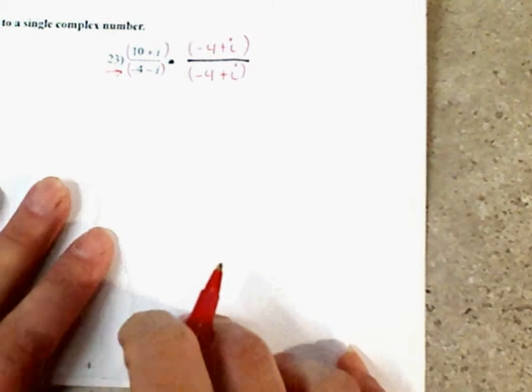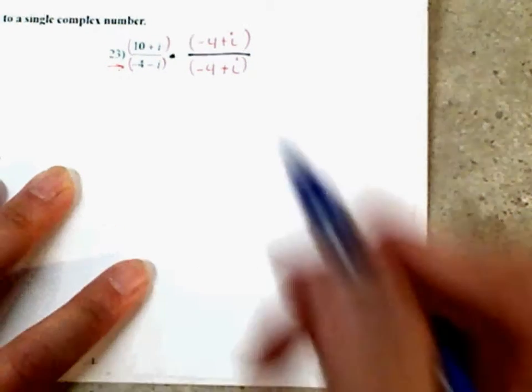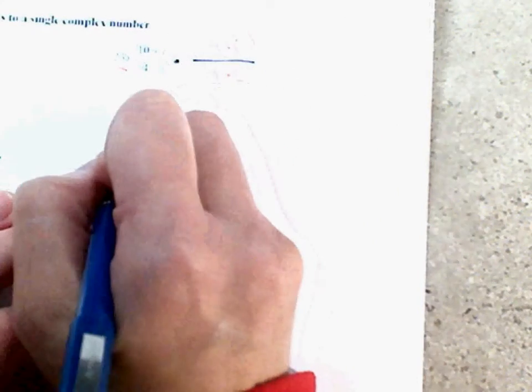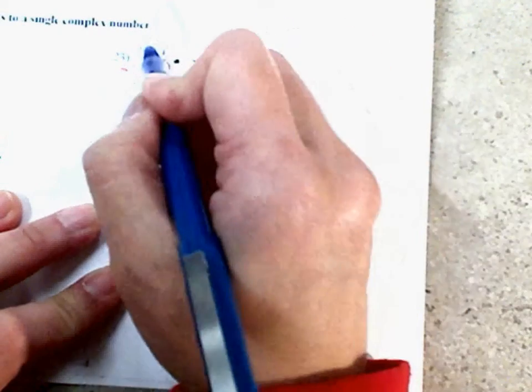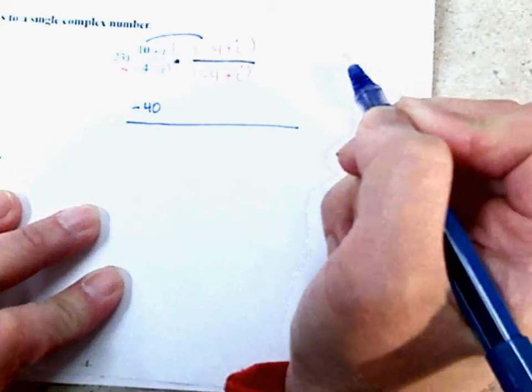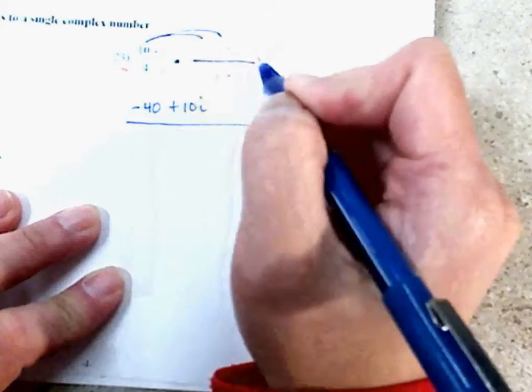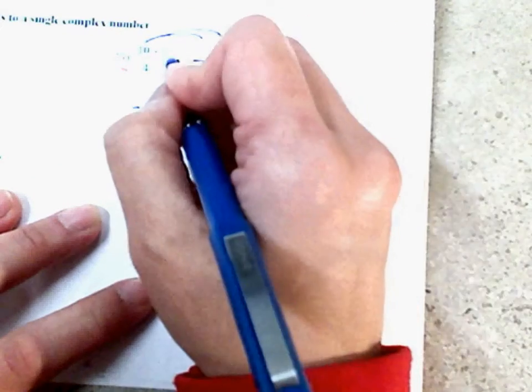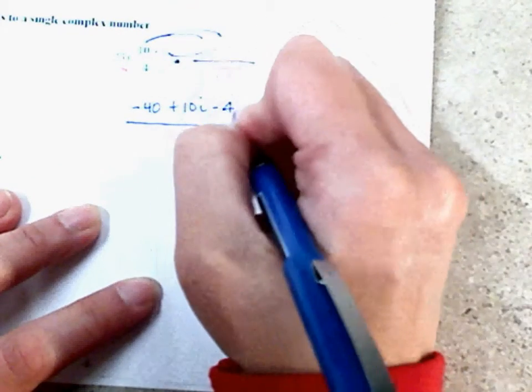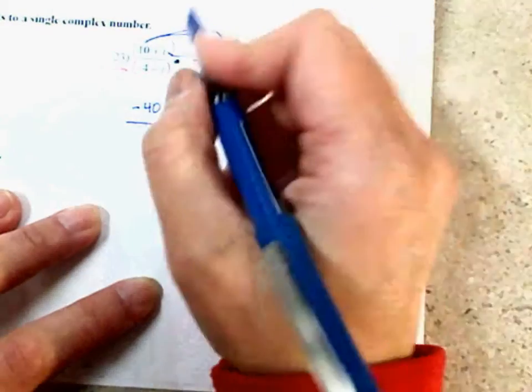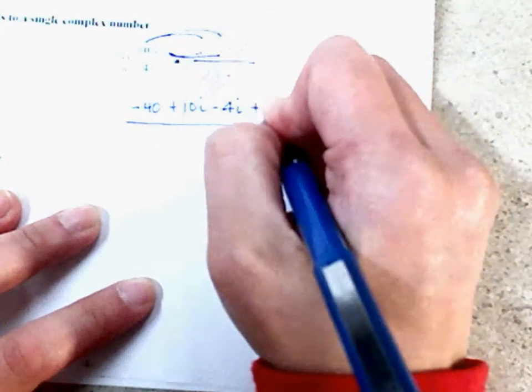Here we go. All right. Draw your line. 10 times negative 4 is negative 40. 10 times i is positive 10i. i times negative 4 is negative 4i. i times i is plus i squared. Go that far.